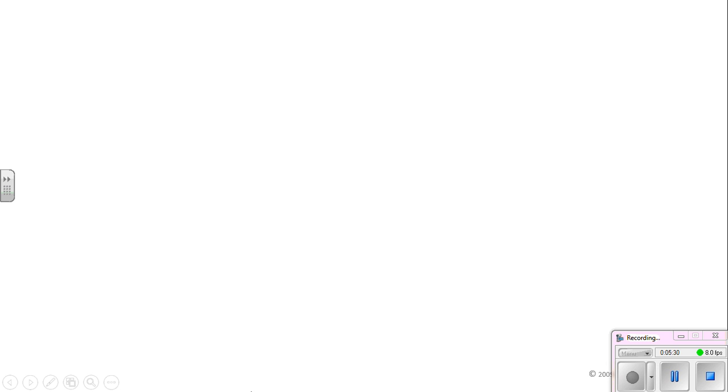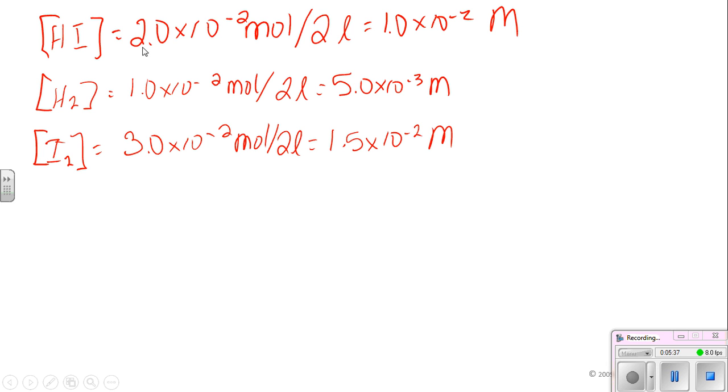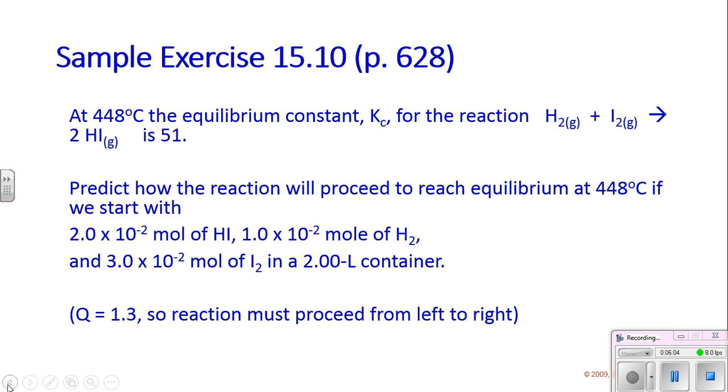Okay, so we're going to take the concentration of HI, which is 2.0 times 10 to the negative second moles, divide it by 2, and that will then give us our molarity, 1.0 times 10 to the negative second moles per liter. We also have to do this for H2 and I2, divide by the 2 liters. This is going to get us into our concentration of molarity. Since we're given the initial concentration to start with, so think about, if we look here, it says, predict the reaction that we start with. So we know that this is meaning that we're going to work with initial. We're working with Q.